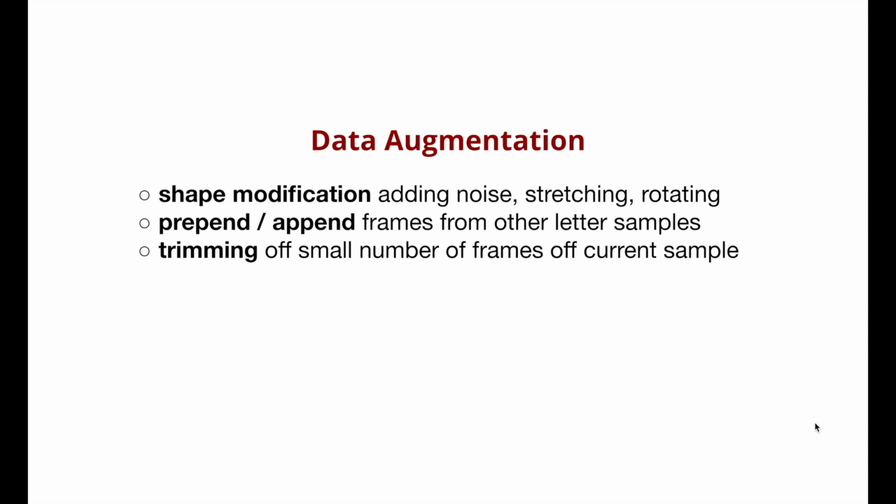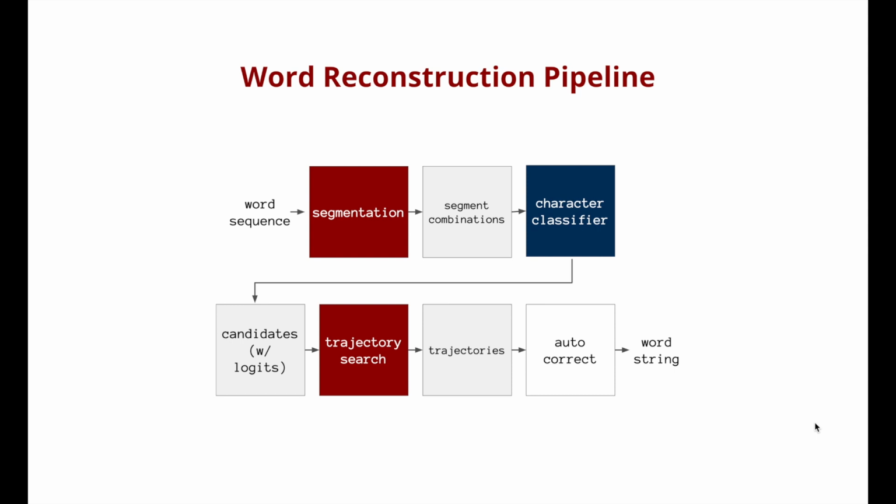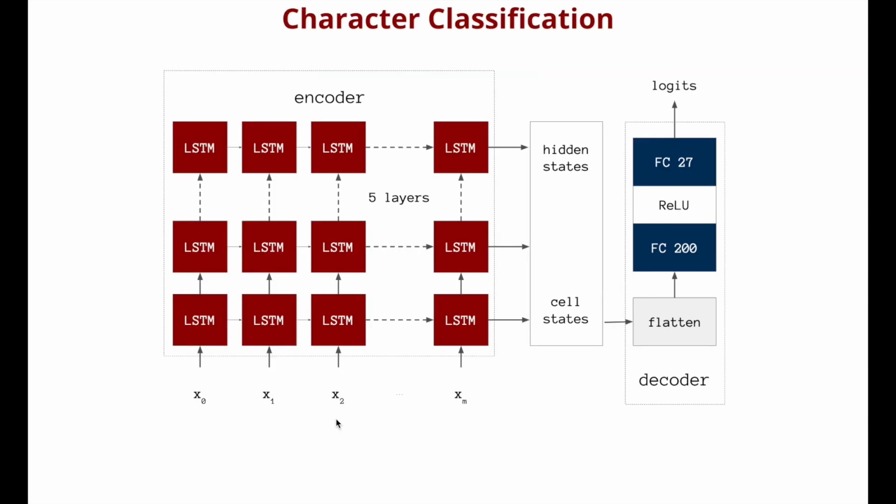Then we design a word reconstruction pipeline that takes a word sequence, conducts segmentation, character classification, trajectory search, and finally autocorrect to produce a prediction word string. Then we have a character classifier that's an encoder-decoder, with an LSTM encoder that encodes frames into hidden states, and a fully connected decoder that decodes into a class prediction.